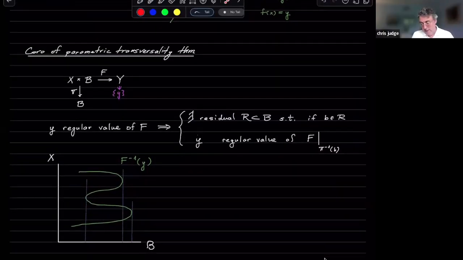Okay, but one of the reasons I like this is because it gives a picture of how to think about this theorem. So I have this map F from X cross B to Y, and here I've written B and X. F inverse of y, well, because y is a regular value, F inverse y is a submanifold. So I have this submanifold.